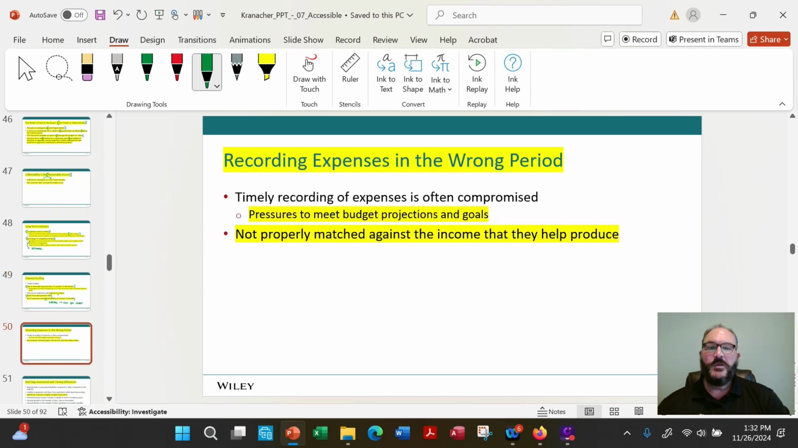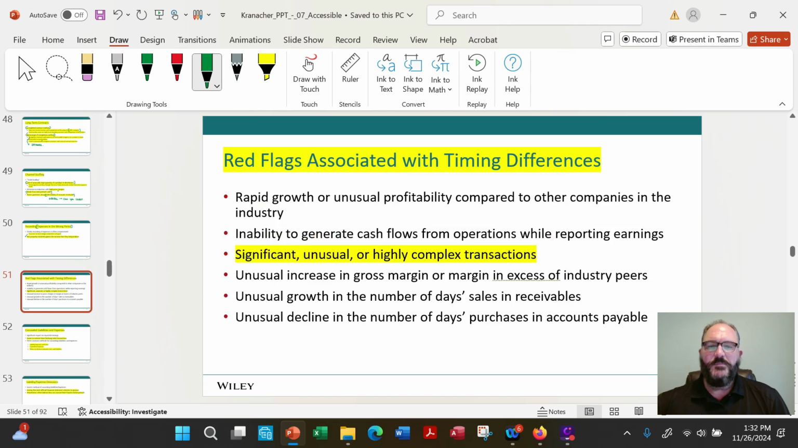Okay. Recording expenses in the wrong period. We just took a look at that just a minute ago. Not properly matching. Timing differences. Again, here is my favorite. A lot of folks do it. By the way, anytime it's near the end of a period, okay, here you go. Highly complex transactions. And anytime you see something unusual, either a decline, a growth, or a margin, always take a look.